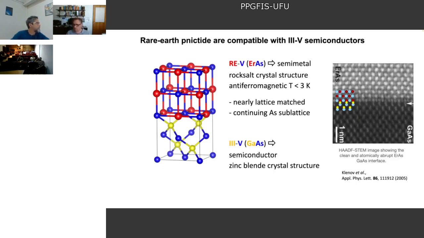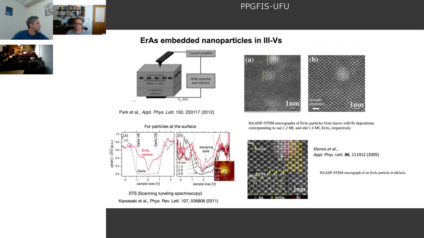Okay, and that was interesting, and there were some questions after that. Not only could they make a very high quality thin film, they could actually make nanoparticles embedded in this 3-5 matrix. These are some of the pictures associated with that. And you see here, these nanoparticles have a size of around 1 or 2 nanometers.